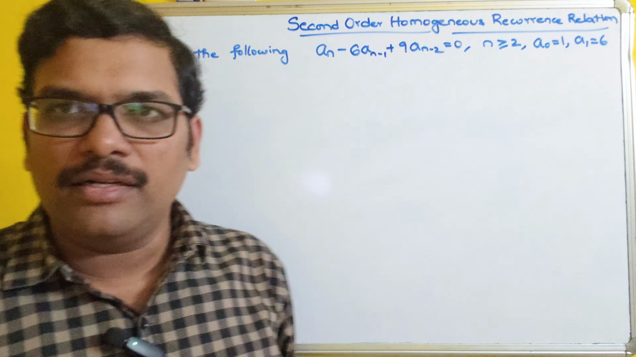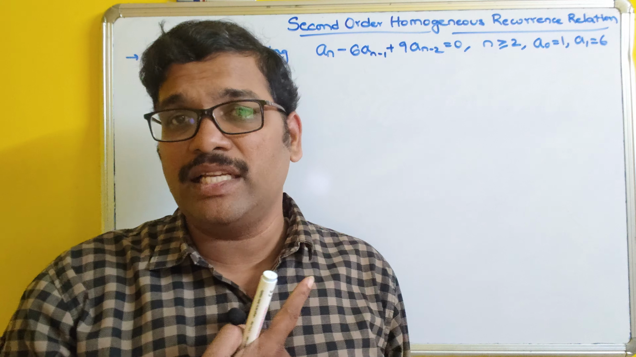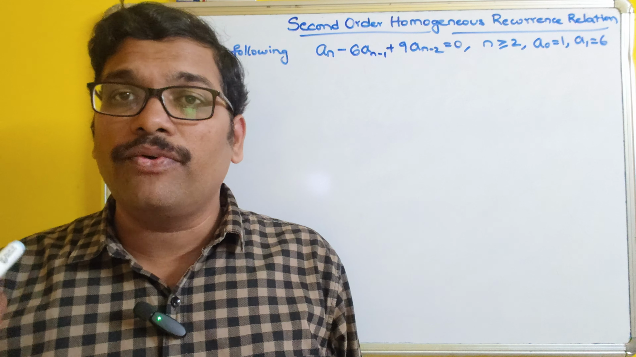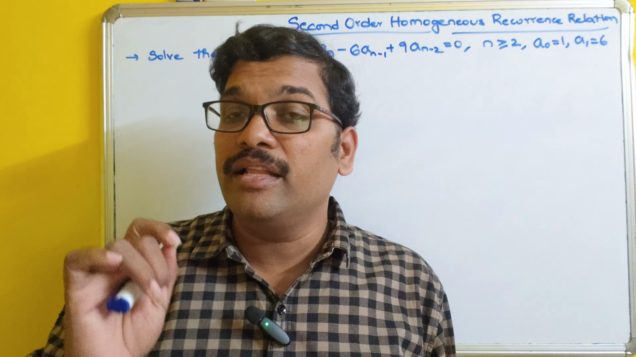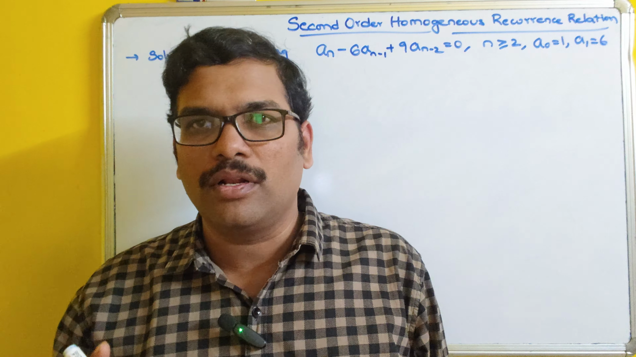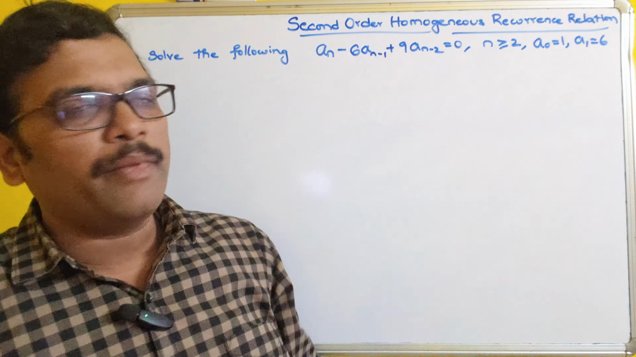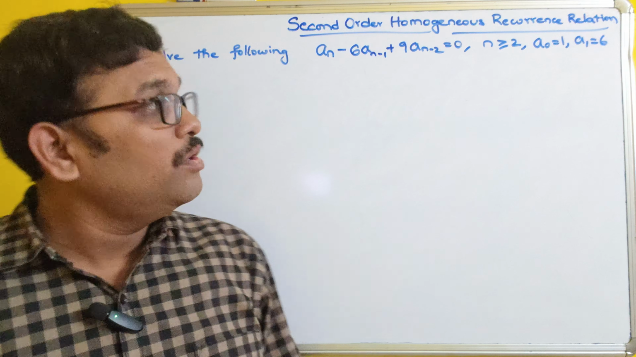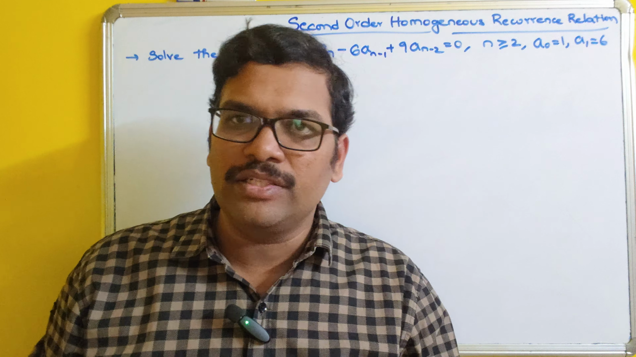Before starting that, just recall the steps. First we have to check whether the relation is homogeneous and second order or not. In order to find the order of a relation, we find the difference between the highest order and the lowest order. Here the highest order is n and the lowest order is n minus 2, so the order becomes 2. So this is a second order homogeneous recurrence relation.